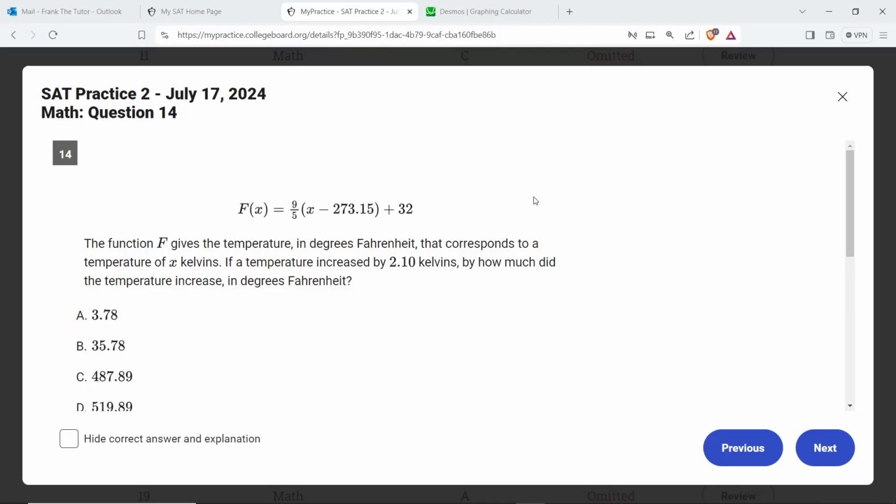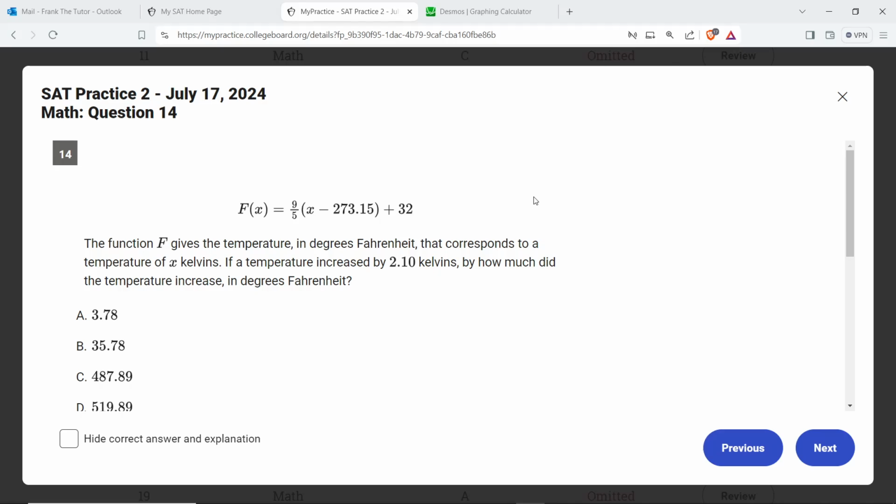This question is question number 14 on SAT Digital SAT Practice Test 2. Find this on the College Board website or in Blue Book. Question number 14, and it's the second module, the hard version of the second module. If you get enough right in the first module, then you'll see the second module.